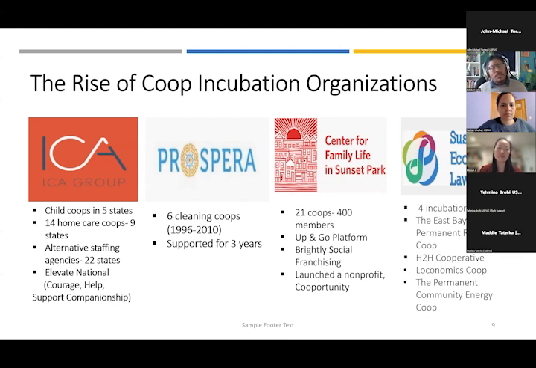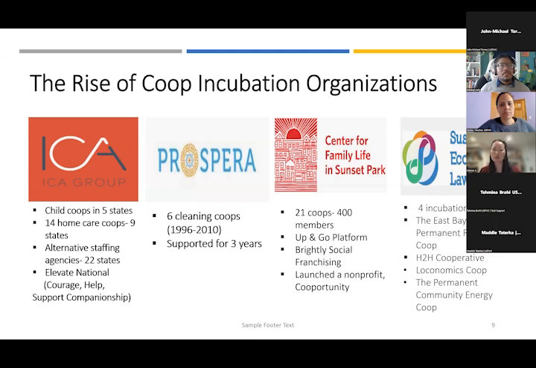ICA Group is a very well-known co-op development organization since the 1970s. They have child care co-ops, and their really key focus is home care cooperatives. They have 16 home care cooperatives in 9 states. And they are trying to create a national headquarters so that more child care or home care co-ops can be under the assistance of the ICA Group, right?